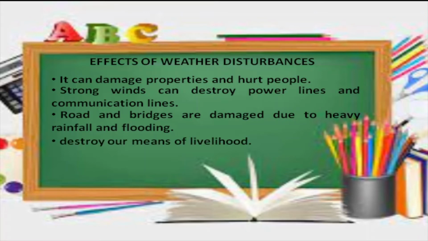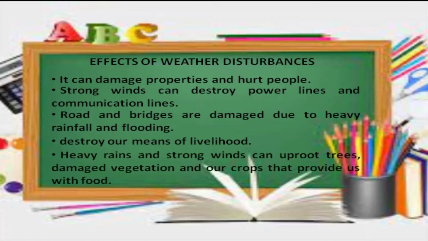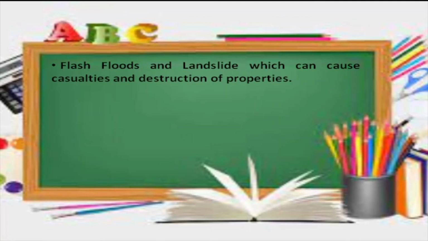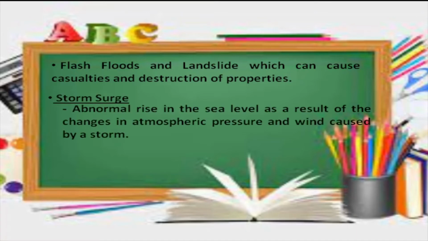Fourth, weather disturbances can destroy our means of livelihood, because heavy rains and strong winds can uproot trees, can damage vegetation and our crops that provide us with food. Flash floods and landslide can cause casualties and destruction of properties. Storm surge. What does it mean by storm surge? It is an abnormal rise in the sea level as a result of changes in atmospheric pressure and wind caused by storm.